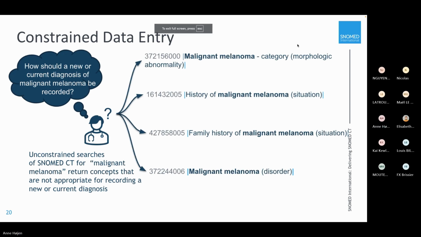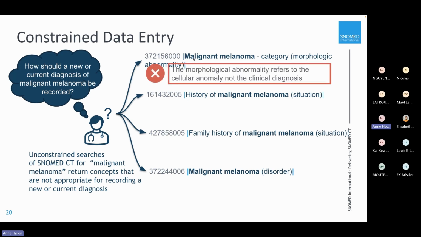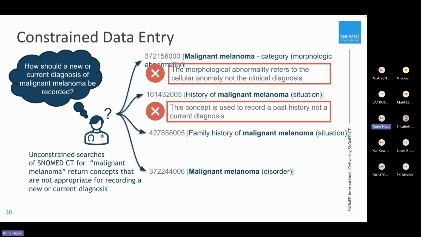The first one that was one of the results is a morphologic abnormality, and that means it's not relevant to a new or current diagnosis, because that represents the morphologic abnormality, so more at a cellular level. So this could be the result of a biopsy. In the lab, if they have performed a test of a biopsy, the result could be that it is a malignant melanoma. That is the result, but it's not the diagnosis.